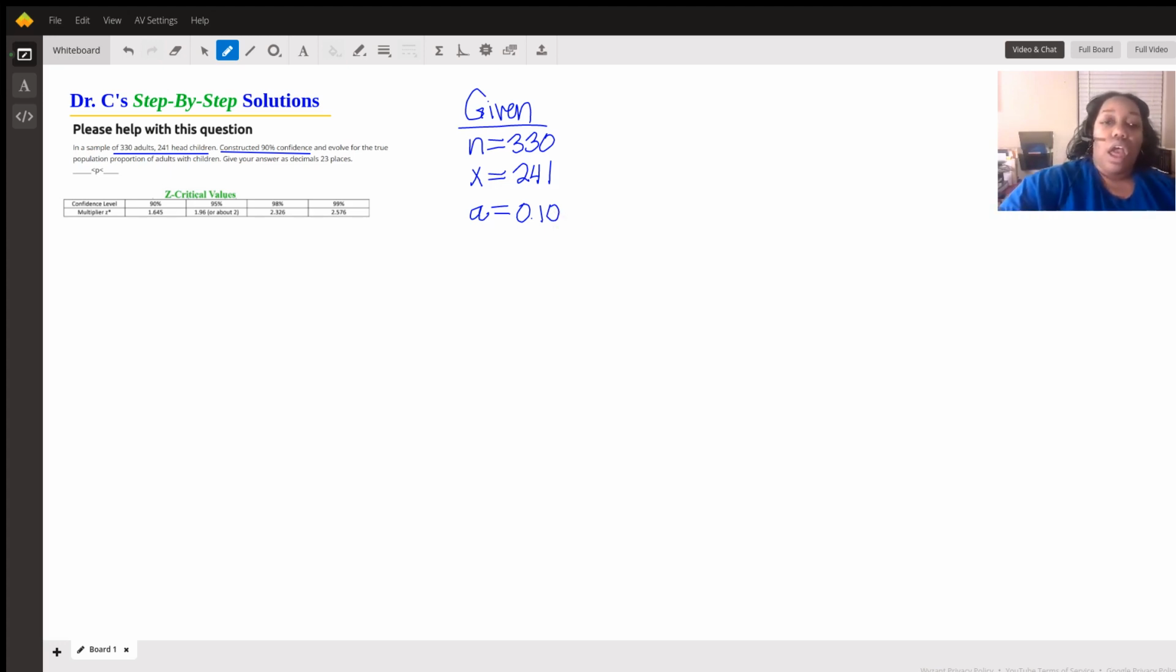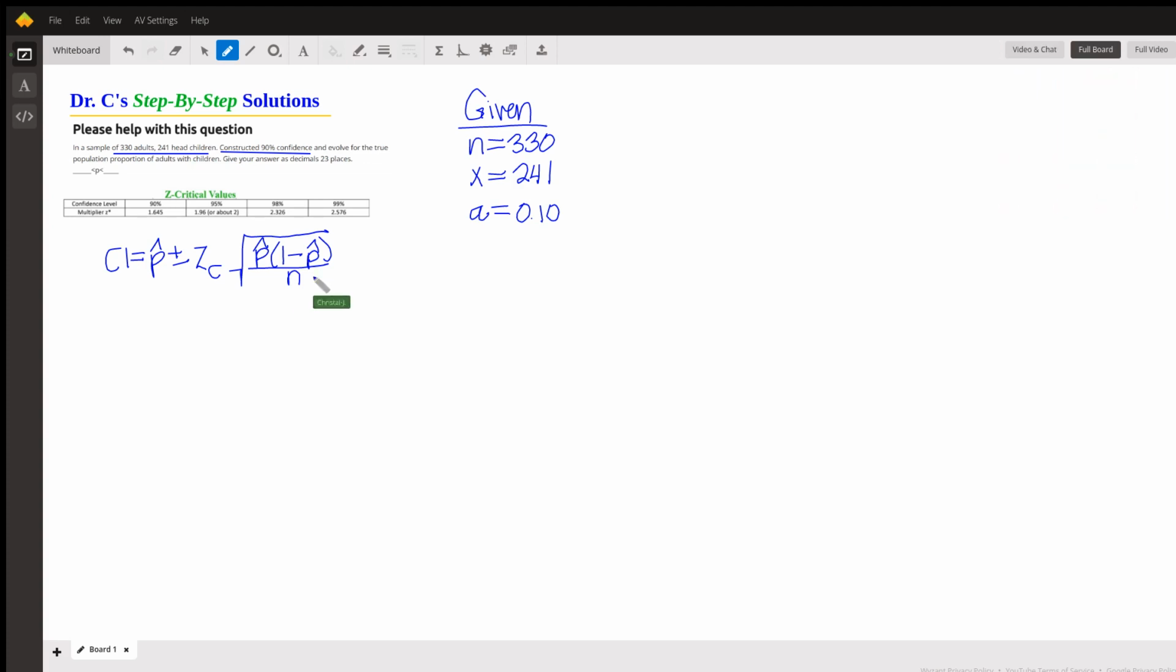First thing, you essentially are going to write out the relevant formula. The relevant formula here is going to be p hat plus or minus z critical times the square root of p hat times 1 minus p hat over n. If you notice, we don't really have p hat, but we have all the elements for p hat.